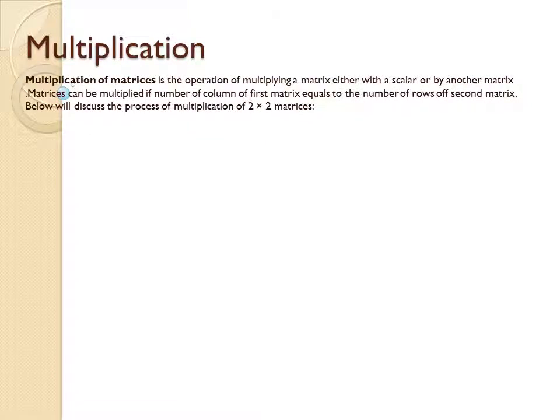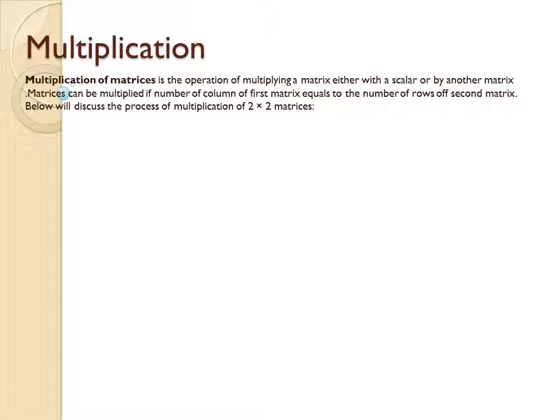Multiplication of matrices is a little bit tricky, and you have to remember each and every step because it is not very simple. Multiplication of matrices can be done for two purposes. One is multiplication of a matrix with a scalar, and another is multiplication of a matrix with another matrix. Basically two matrices will be multiplied together. Here also different rules are there. The matrices can be multiplied if the number of columns of the first matrix equals the number of rows of the second matrix.